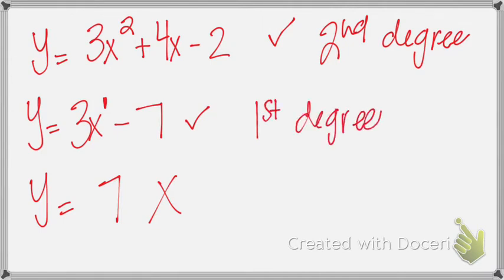Now, are you ever going to see that 1 on that x? Nope. But you know it's there. Just like if I wrote y equals x. What number's in front of that x? 1. Okay.